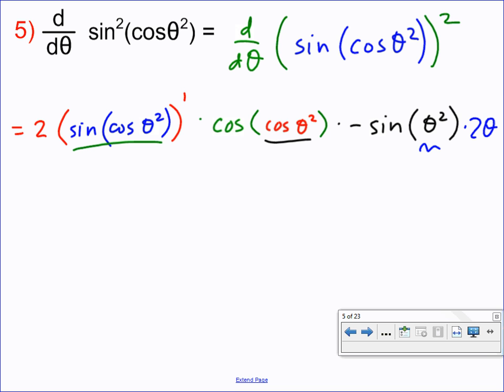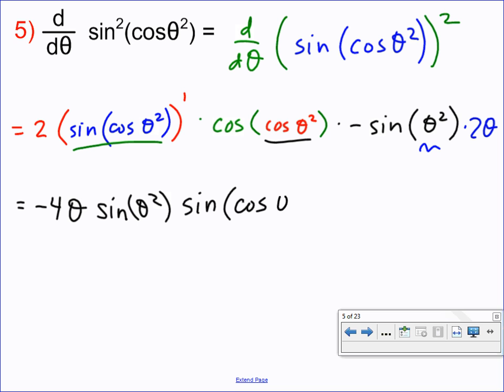Yeah. Let's go ahead and reboot this so it looks a little bit prettier. I've got the 2 theta, I've got the negative, I've got the 2, so we can certainly group those in front, yes? So let's go ahead and see if we can make that look prettier. It looks like negative 4 theta sine theta squared, sine cosine theta squared, cosine of cosine theta squared.